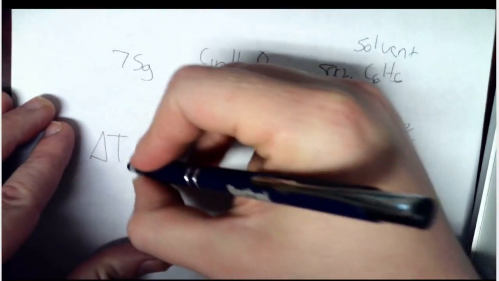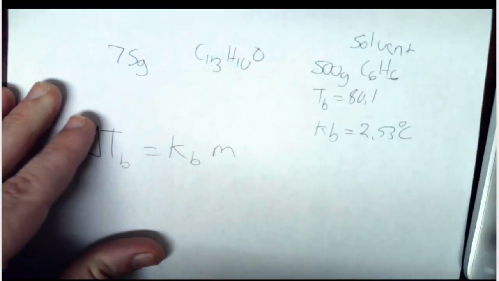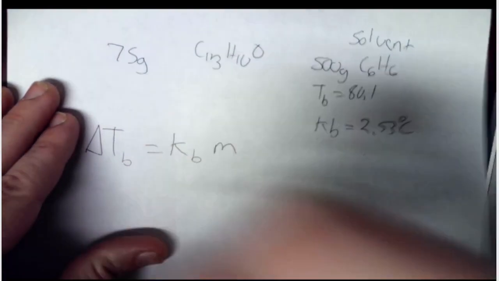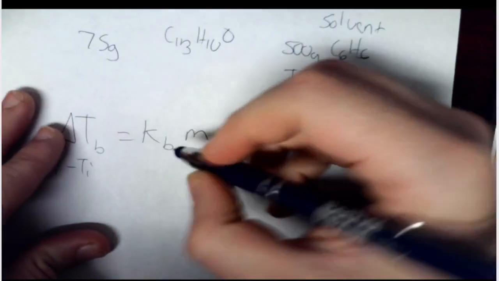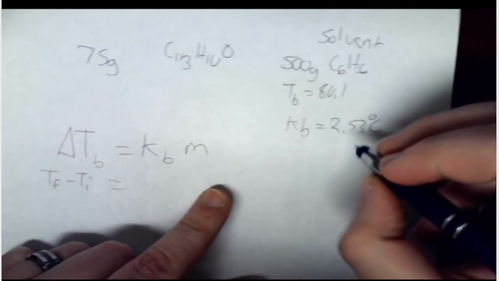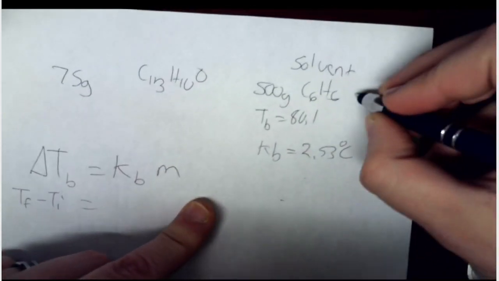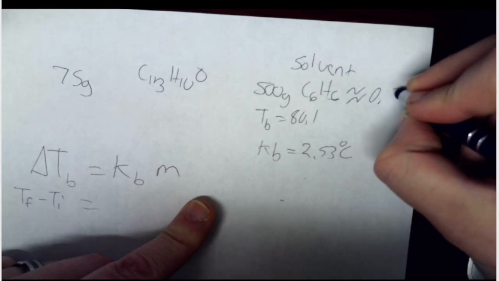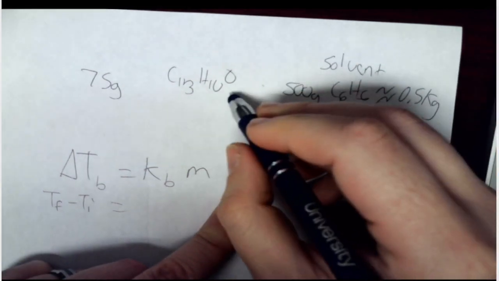So with that in mind, the equation is delta T boiling is equal to K sub B m. We're given K sub B. Delta T boiling would be the T final minus the T initial. All we need to find is our molality. Our molality, well, we have 500 grams of solvent. So that's 0.5 kilograms.